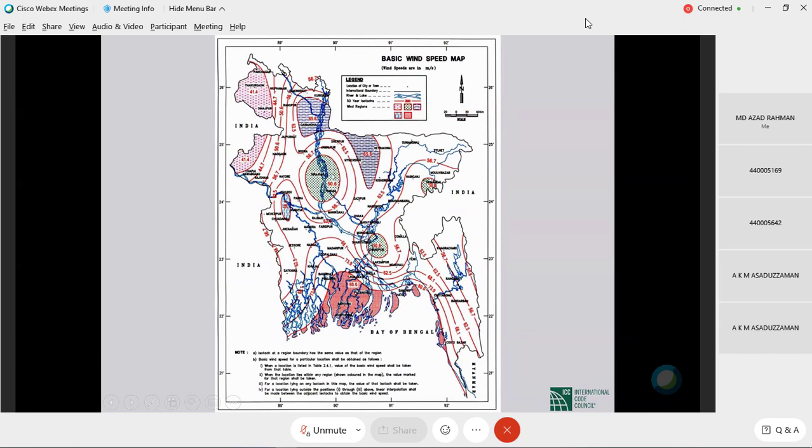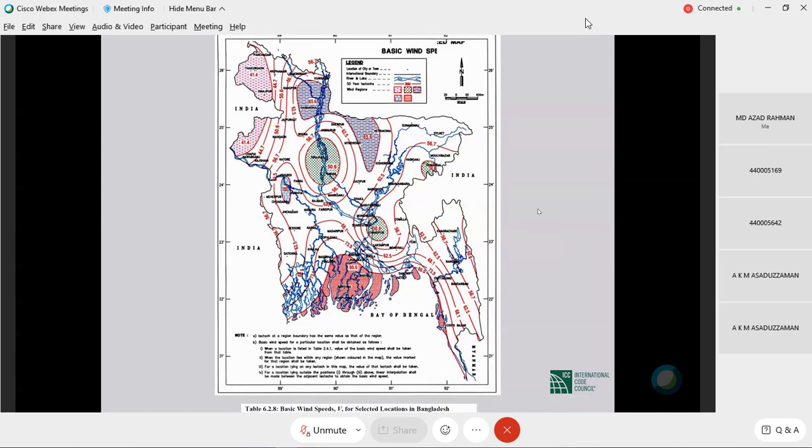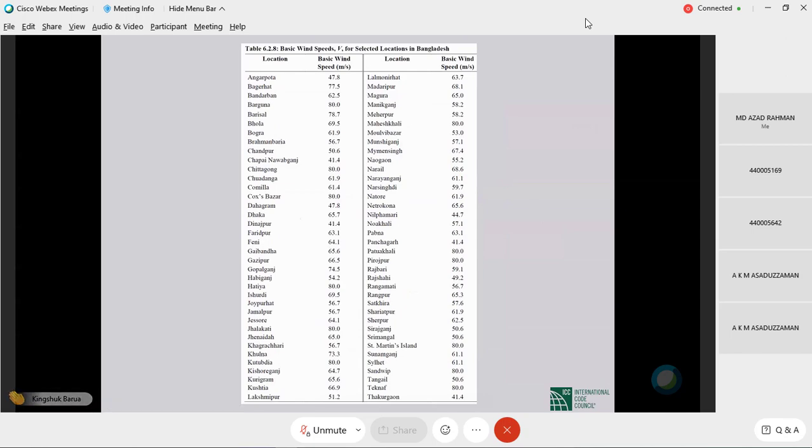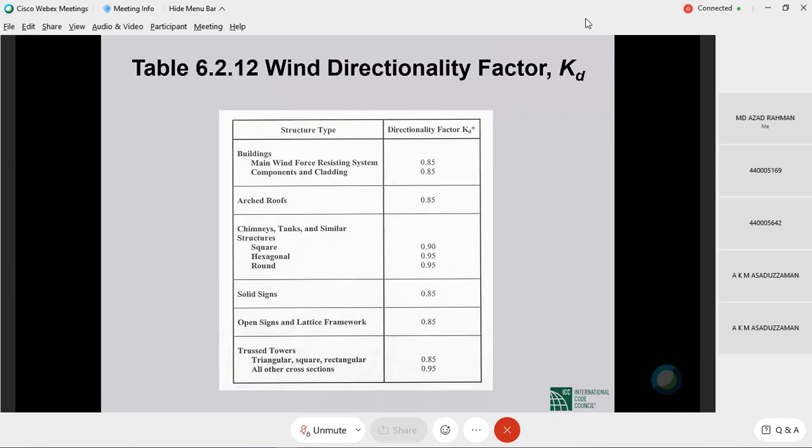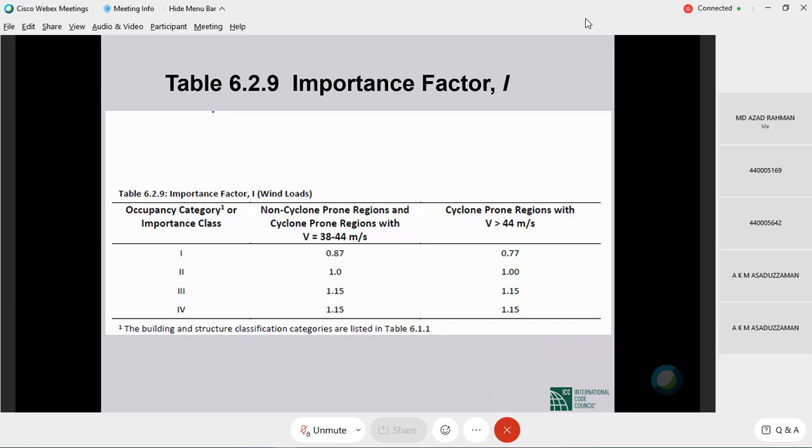If you don't have tabulated values, if you're in one of those zones, you use the value for the zone. If you are outside of the zones, then you interpolate between contours, unless you sit on a contour, in which case the value of the contour is your wind speed value. So V is made very easy to figure out, the wind velocity. K sub D comes from this table, that is 6-12 of BNBC 2020, and K sub D, very importantly, is 0.85 for all buildings, component and cladding as well as main wind force resisting system.